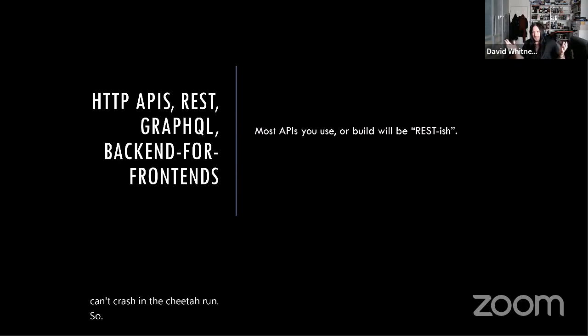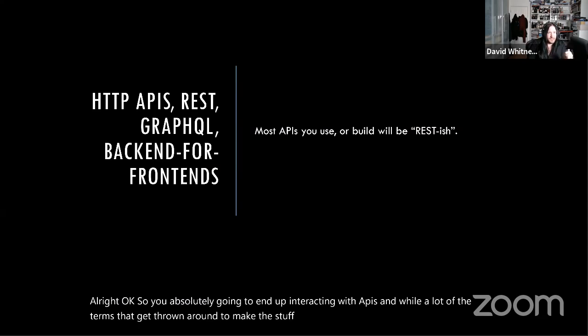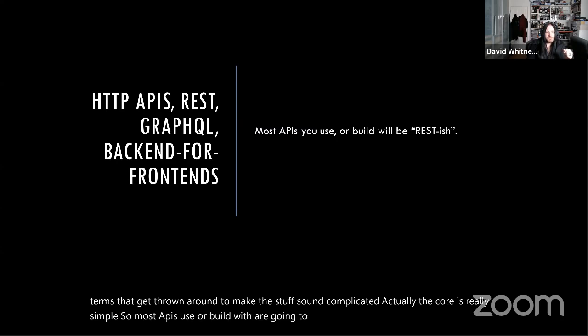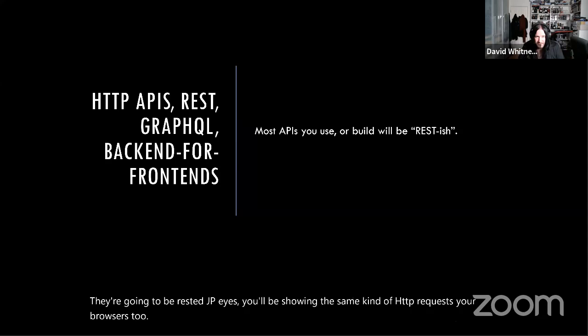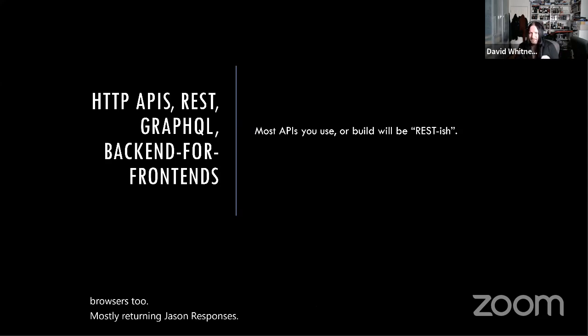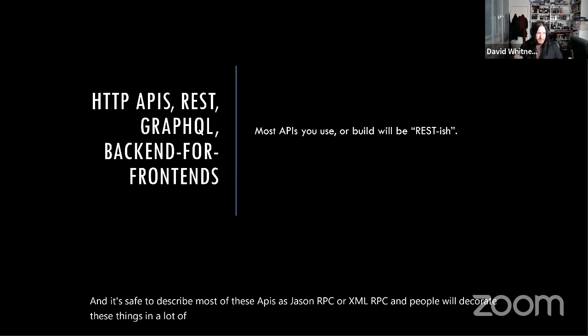HTTP APIs, REST, GraphQL, backends for front ends. All right, okay, so you're absolutely going to end up interacting with APIs. And while a lot of the terms that get thrown around make the stuff sound complicated, actually the core is really, really simple. So most APIs you use or build with are going to be REST-ish APIs. You'll be issuing the same kind of HTTP requests that your browsers do, mostly returning JSON responses, though sometimes XML. And it's safe to describe most of these APIs as JSON RPC or XML RPC. And people will decorate these things in a lot of different standards and tools, but they're all one of those two things, really.